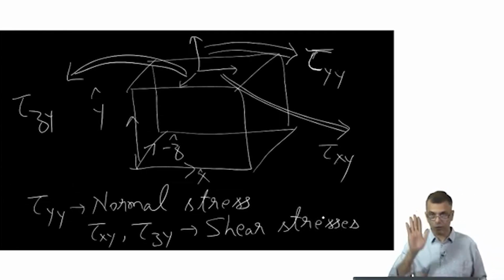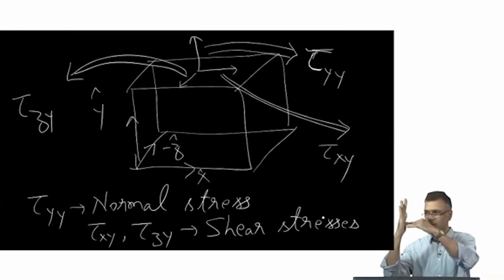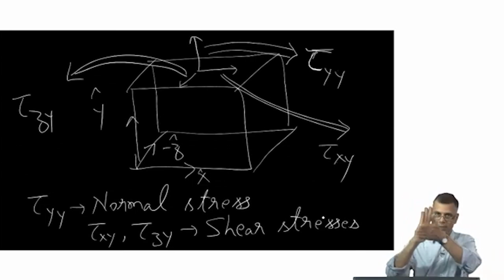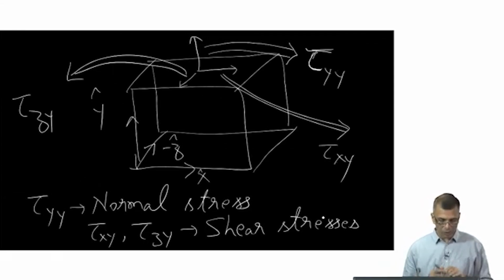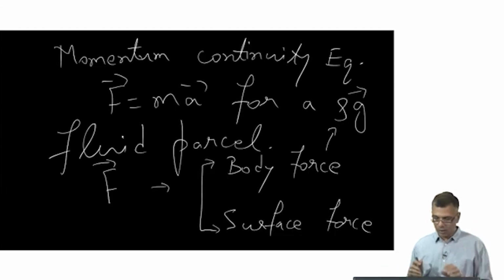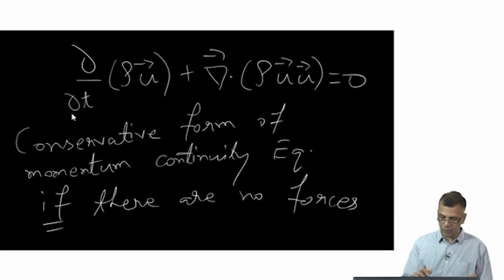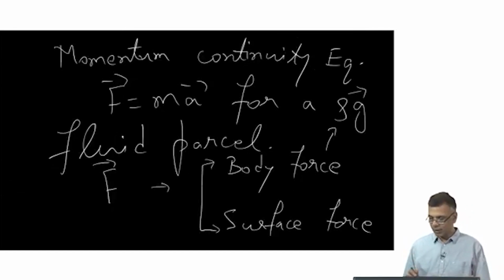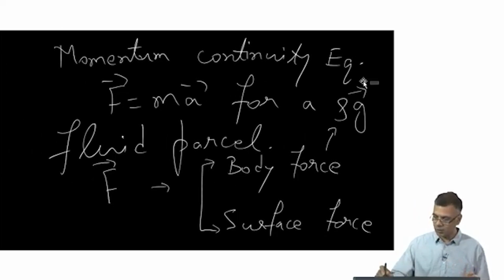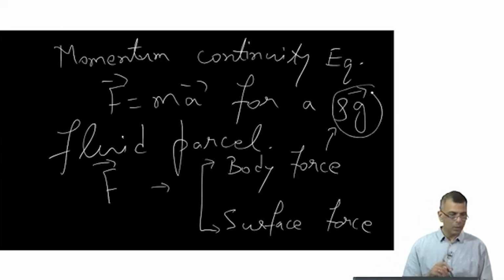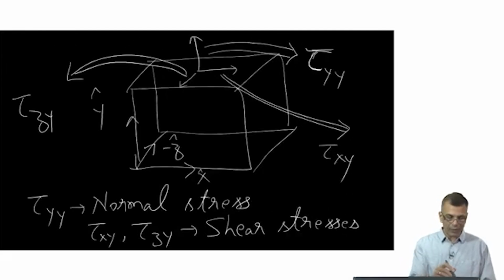If you think of a surface like this, that would be a normal stress, whereas this and this are shear stresses. That's what these are. The reason we brought this up is because when you write F equals ma, remember, this is ma, but what is F? You can have two kinds of F. You can have a surface force, which is what we just talked about, and you can have a body force, which is this. So therefore, you can simply write down the momentum equation in this way, just by analogy.